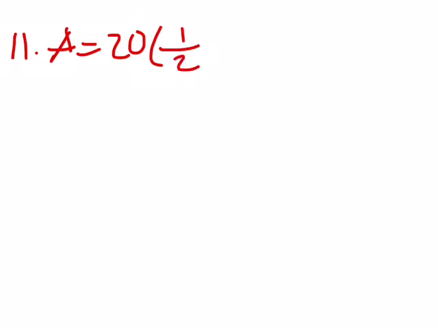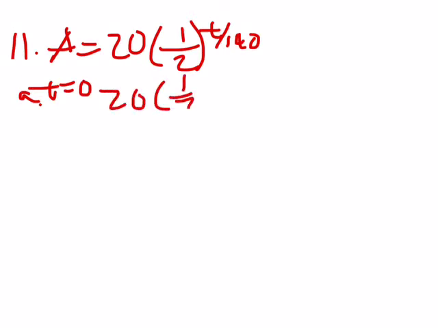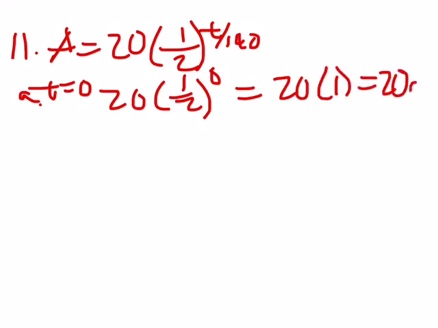Okay, a few application problems to finish up. So 11, you got the equation there. 20 exponential equation, 1/2 to the t over 140. So a couple questions. First is initial amount of plutonium. So you plug in initial means when time is 0. So you just put in 0 there. So then it's going to be 20 times 1/2. Well, 0 over 140 is 0. 1/2, anything to the 0 power is 1. So it's 20 times 1, 20 grams.